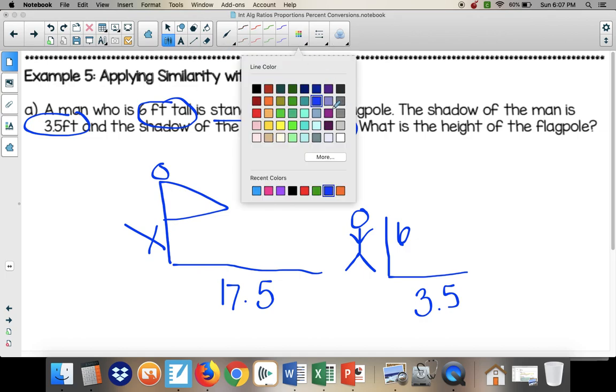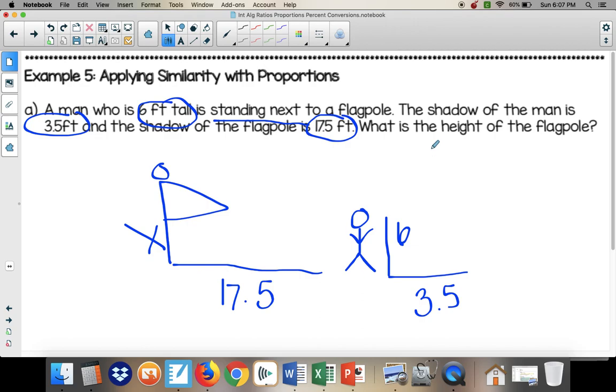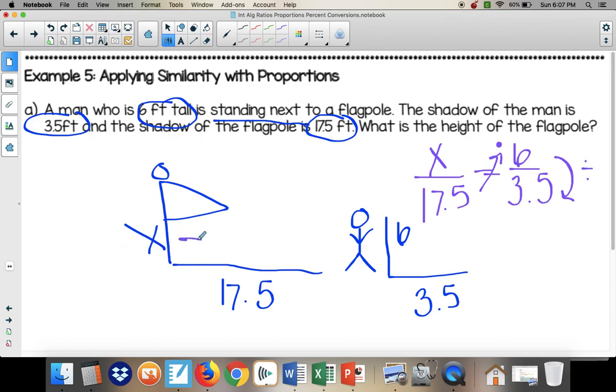I can take and set this into a proportion and say height of the flagpole, shadow of the flagpole, height of the man, shadow of the man. All right, so I'm just going to do my cross products. I'm going to take 6 times 17.5 and divide that by 3.5. So multiply, divide, and it comes out that the flagpole height is 30, and we can label it feet.